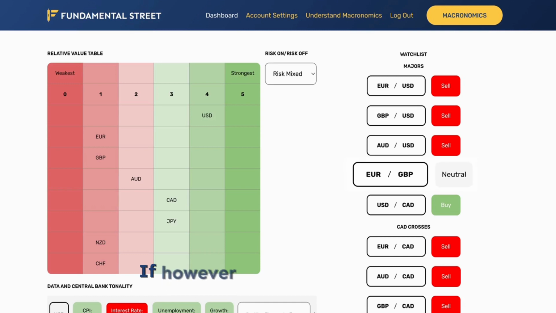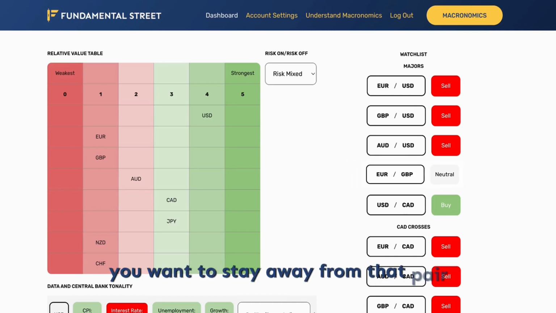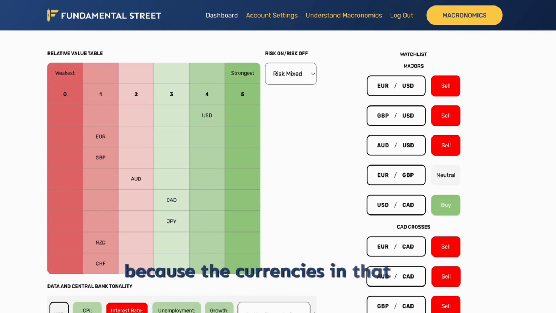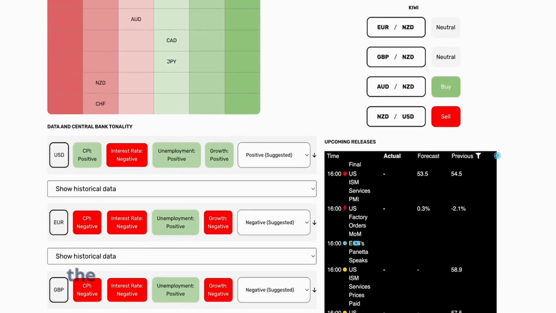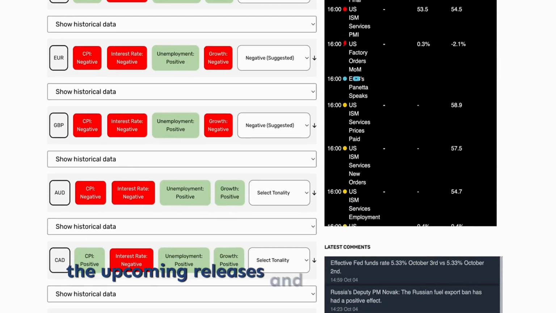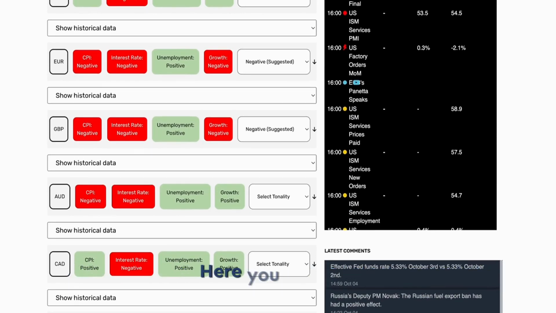If, however, the signal is neutral, you want to stay away from that pair because the currencies in that pair are with the same strength and we don't know in which direction it will break out. We also have the upcoming releases and the latest comments. Here you can find the latest comments in the financial world and the events that are happening today or tomorrow, which are important for currencies.